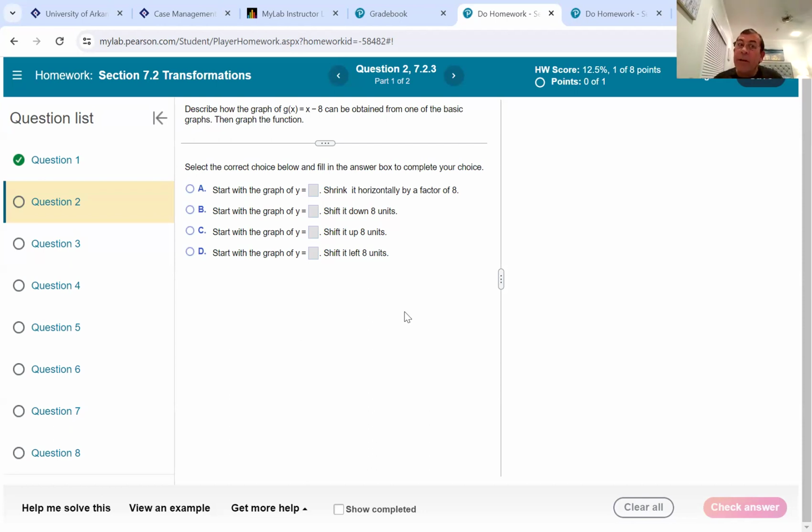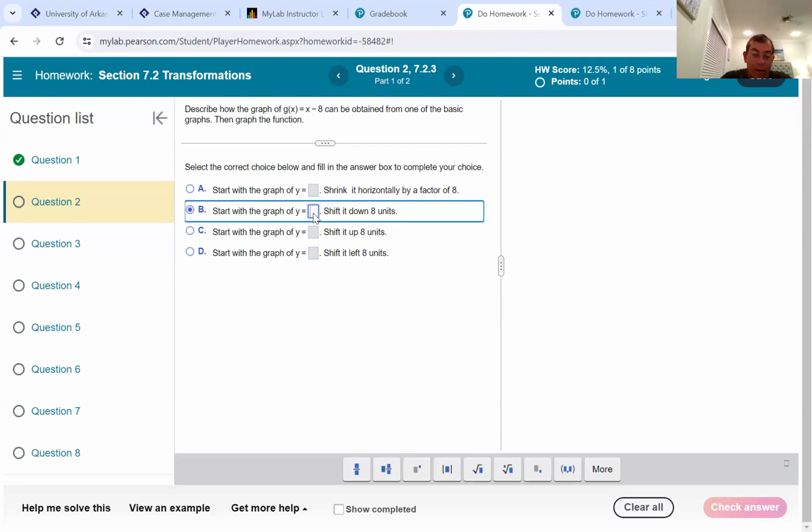Now, it's not in parentheses. So since it's not in parentheses and it's just thrown at the end of this function, you're either going up or down. Well, we said if it was negative at the end, it would go down. So this will be B no matter what. Shifting it down 8 units.